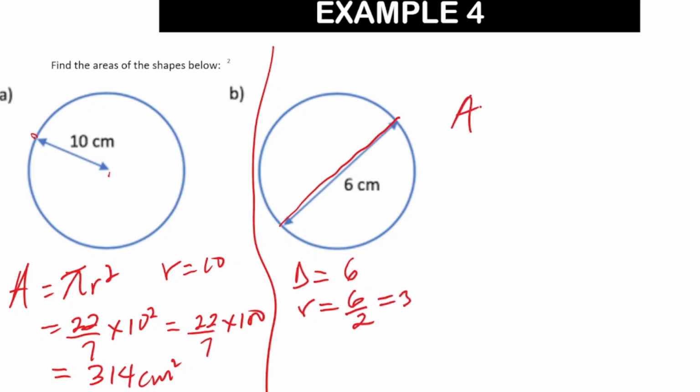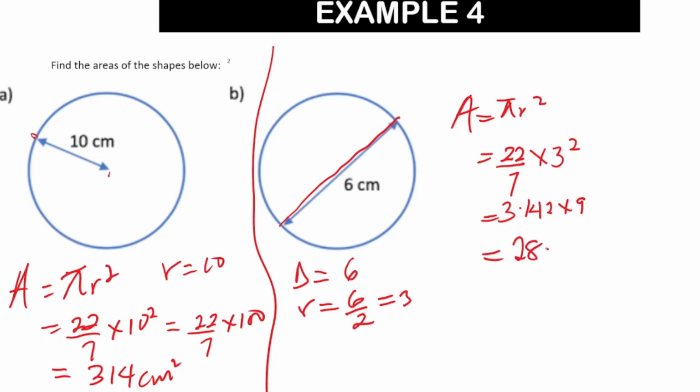In that case, the area is pi r squared. The radius is 3. Pi is 22/7 or 3.142. Whichever one you use, you get the same answer. Multiply by 3 squared. So that's 3.142 times 9, which gives us 28.278. So approximately it's going to be 28.3 centimeters squared. I hope this is clear.